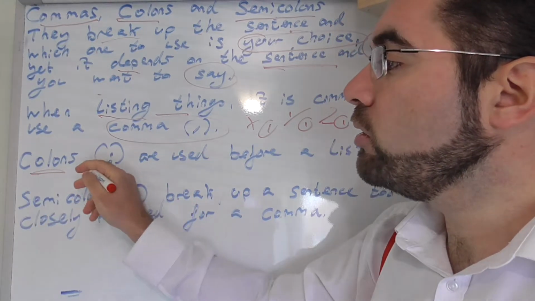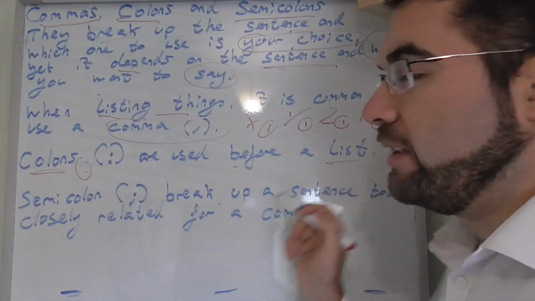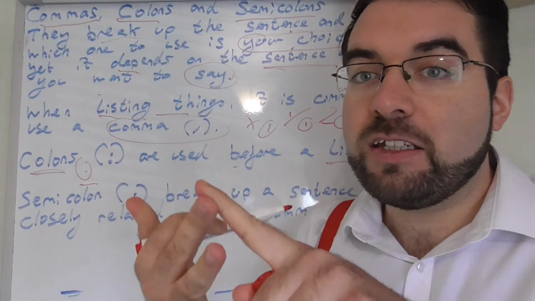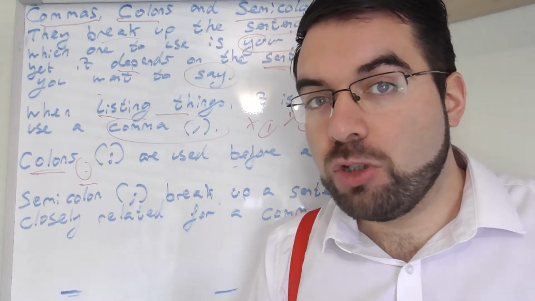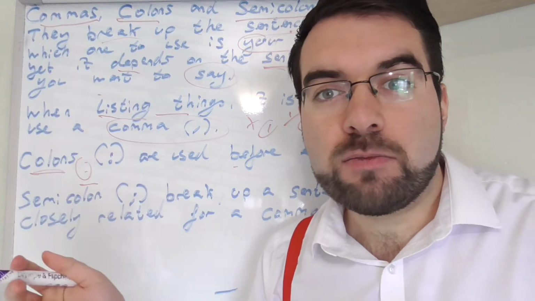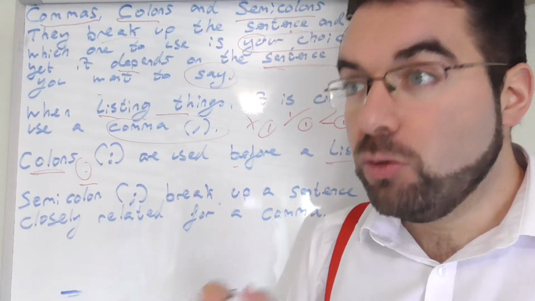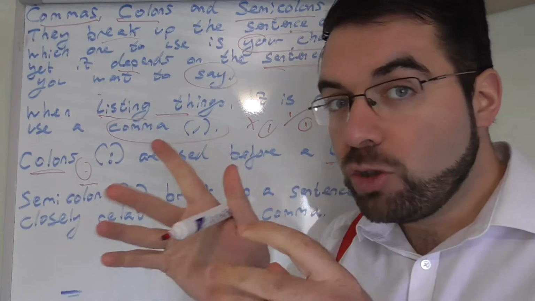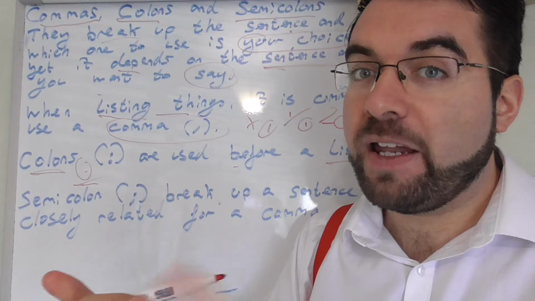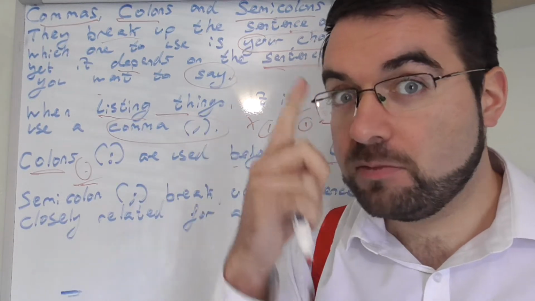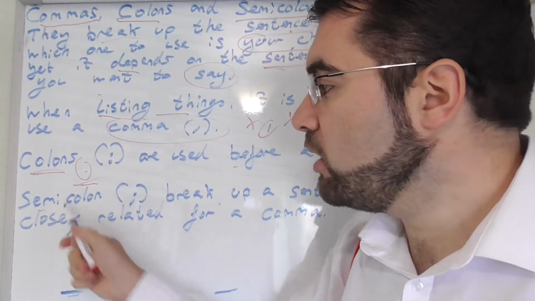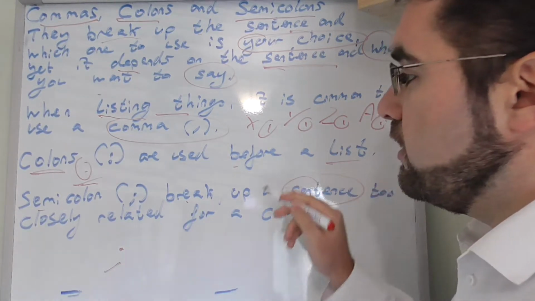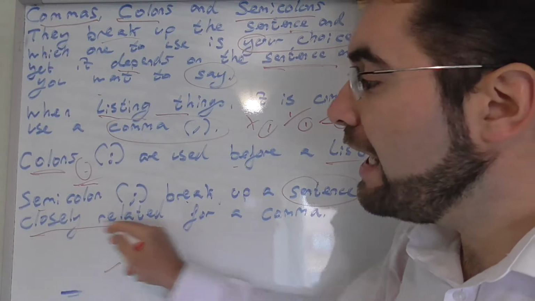Colons are used before a list. We will need colon, this, that and this. Are you going to go to there or here? I need to travel to, colon, Mexico, Panama and Colombia. How cool is that?